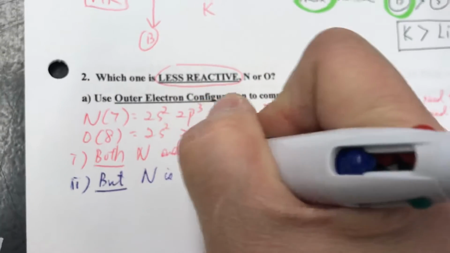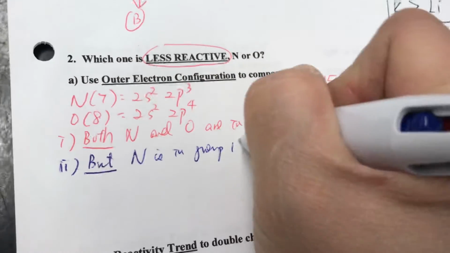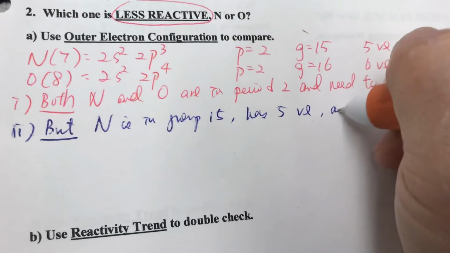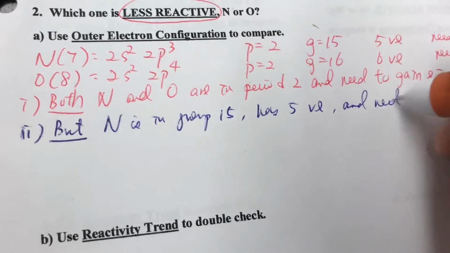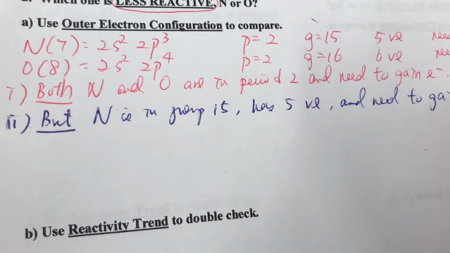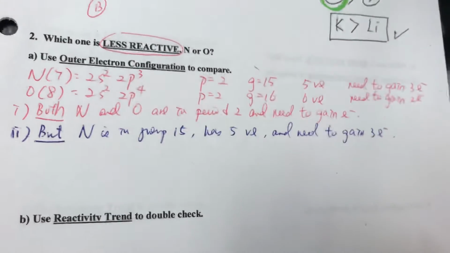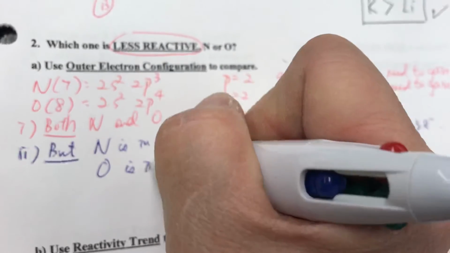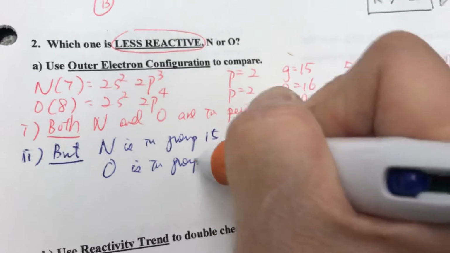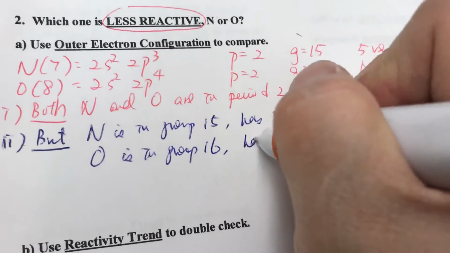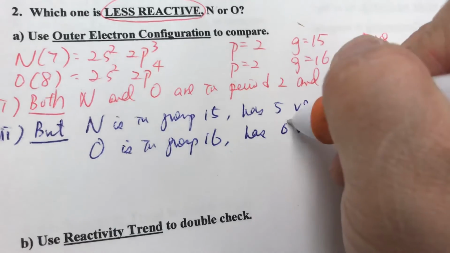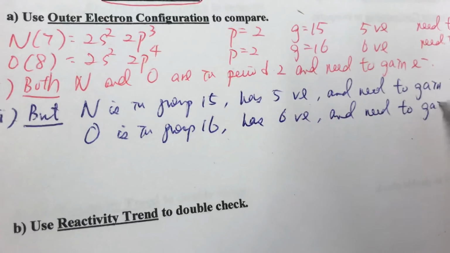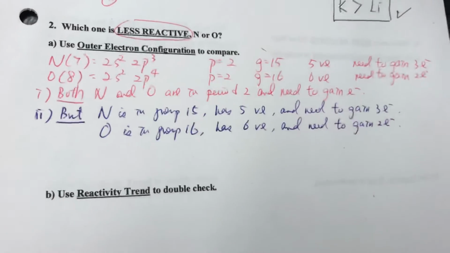But N is in group 15, has 5 valence electron and needs to gain 3 electron. Okay, it's too long. We can switch to the next line. O is in group 16, has 6 valence electron and needs to gain 2 electron.